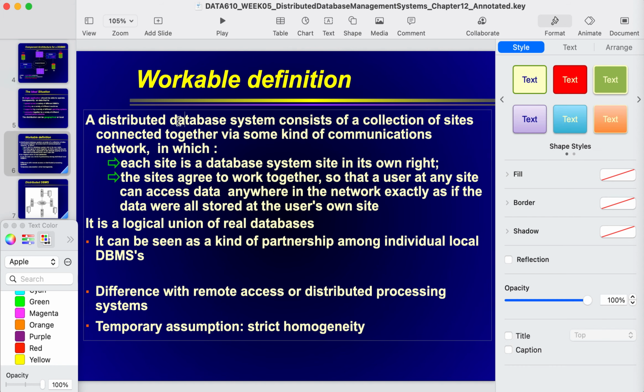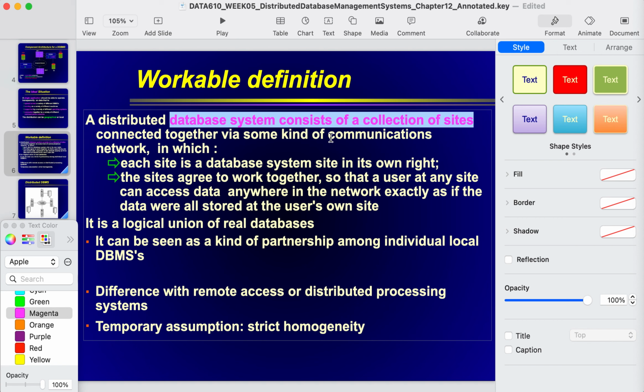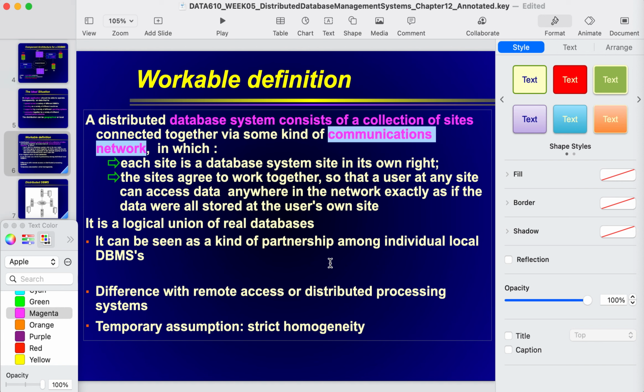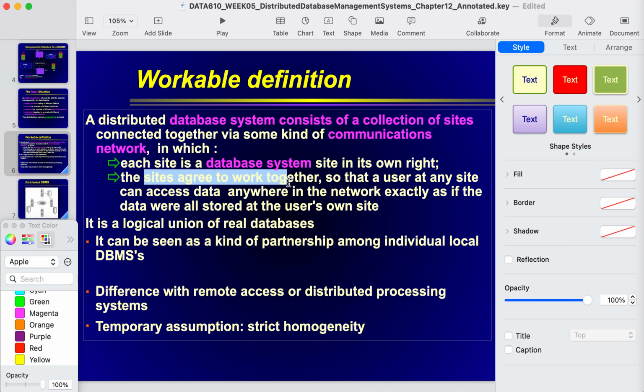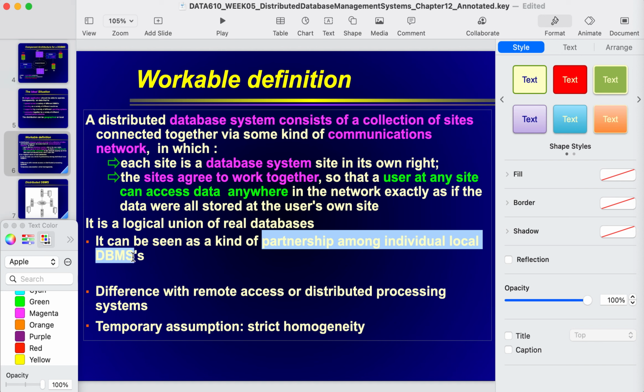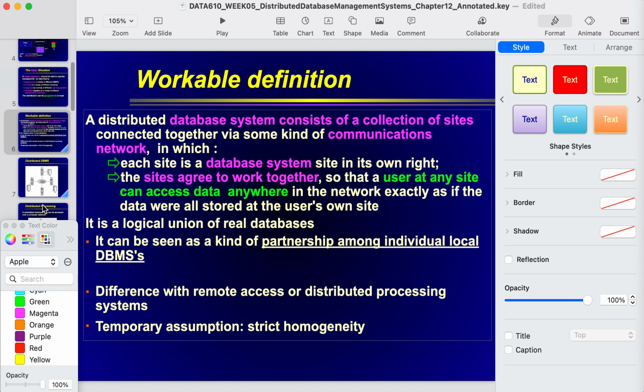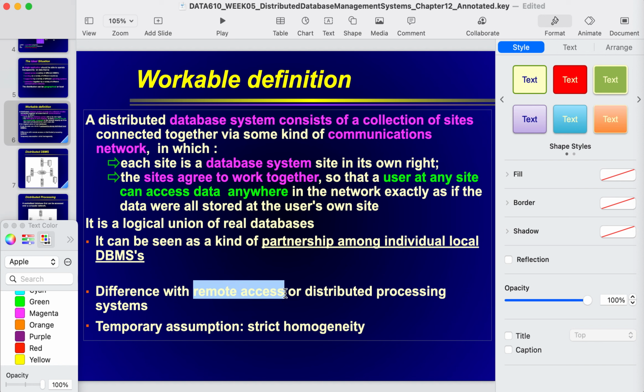So a distributed database system is a collection of database sites that are connected via a communication network. In each site, we have a database system, and the sites are working together. The users can access any site's data that is anywhere on those sites. So this is pretty much like a partnership amongst the local database management systems that are being accessed remotely.